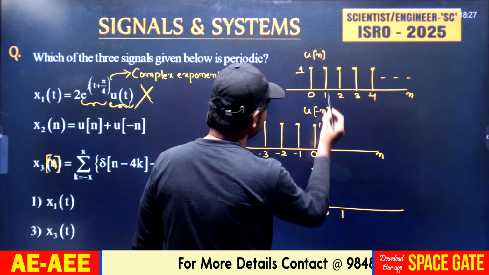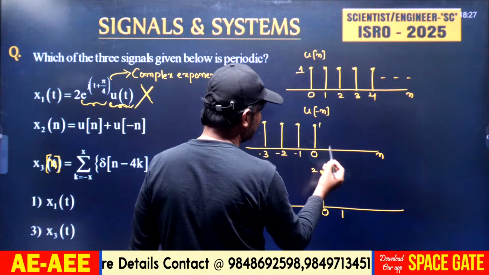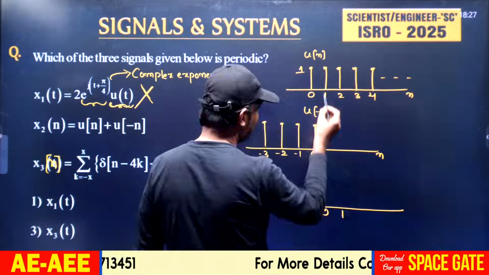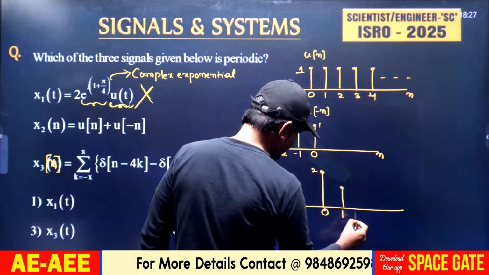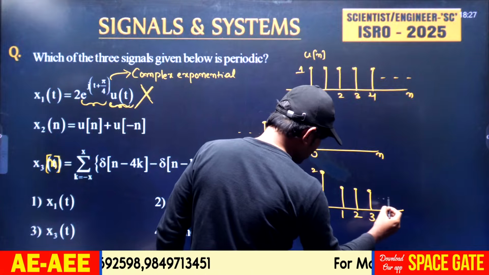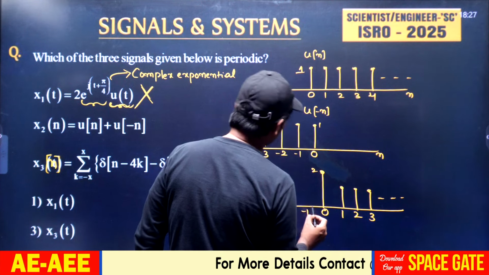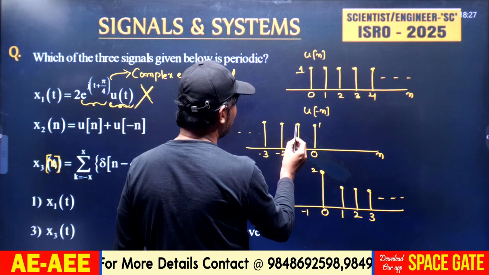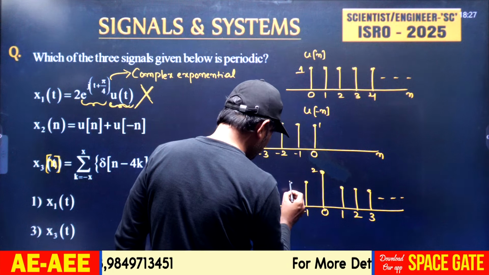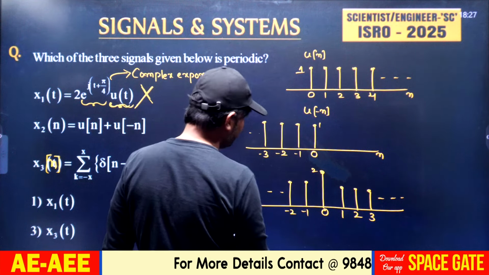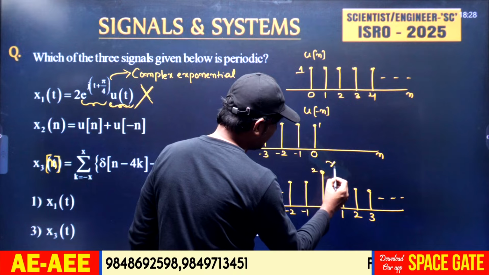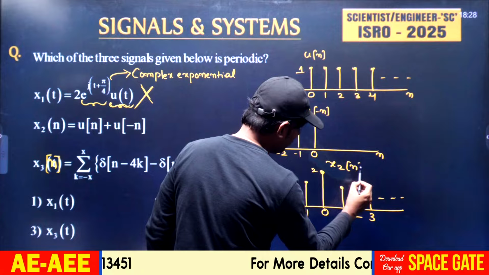Again at 1, this signal value is 1. Here nothing is mentioned, means you can take the absent sample as 0. So 1 plus 0 is 1, and at 2 also it is 1, and at 3 also it is 1, and so on. Now at minus 1, this value is 1 and this value is 0. Like this. This is the shape of the signal U of n plus U of minus n, which is our x2 of n.